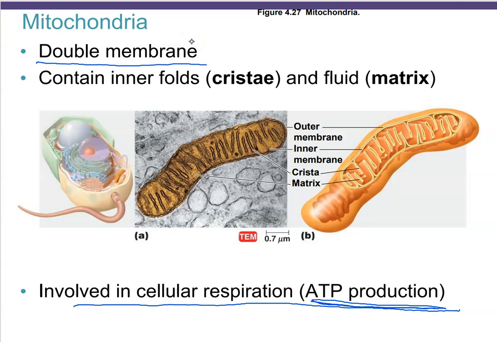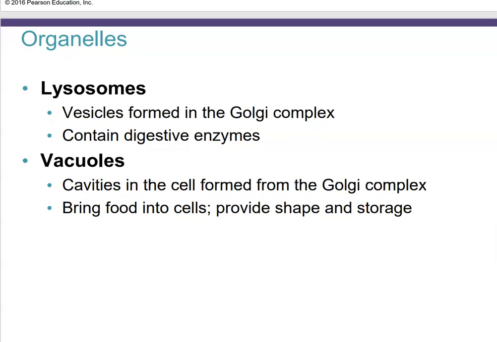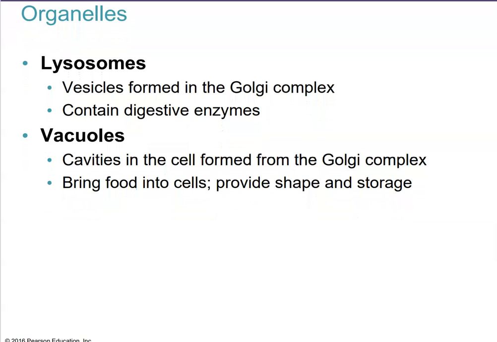And so we already had a nucleus that has a double membrane enclosure. Now here in the mitochondria, you see the outer membrane is smooth. The inner membrane has these foldings that we call cristae. So these are the inner foldings. And that is where the electron transport chain takes place in the inner membrane of the mitochondria. Other organelles here include lysosomes.